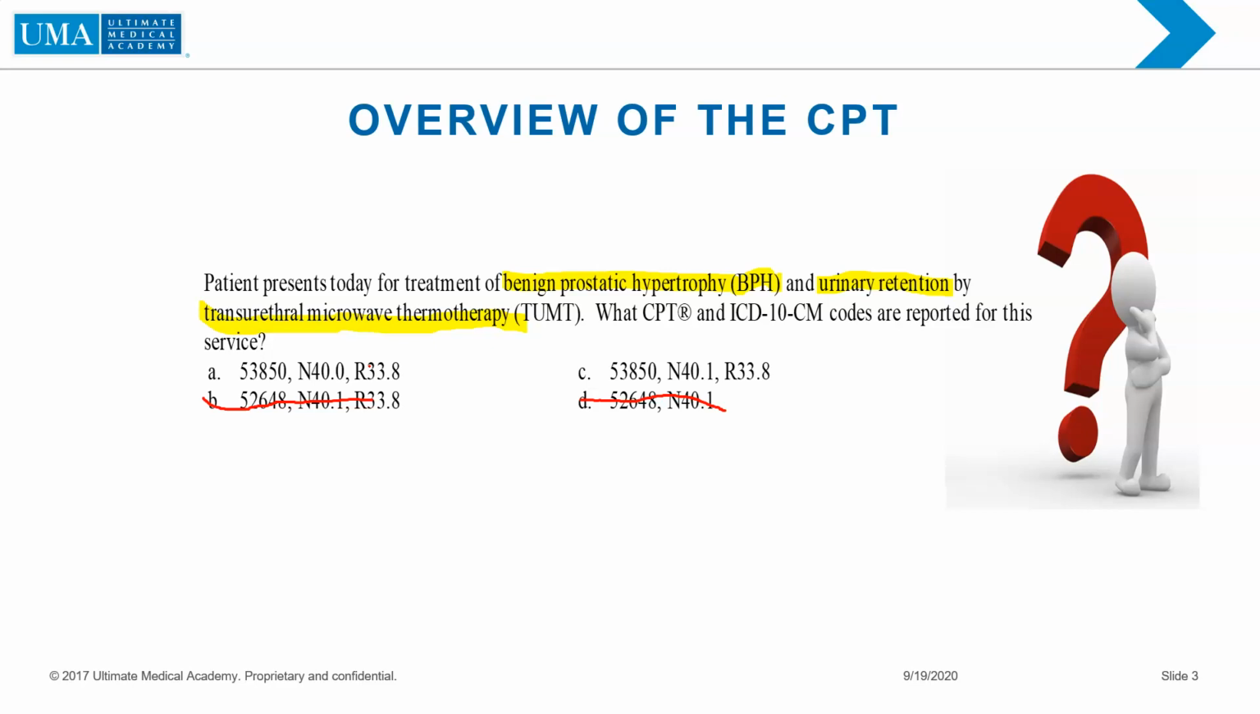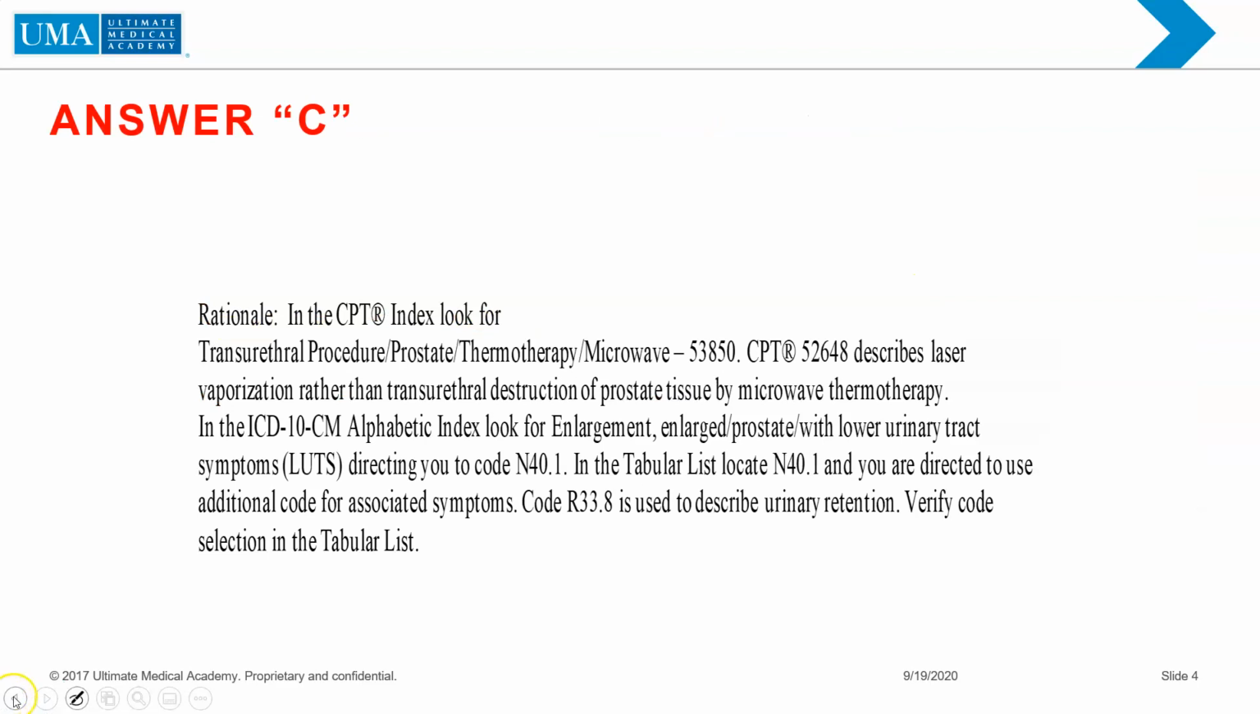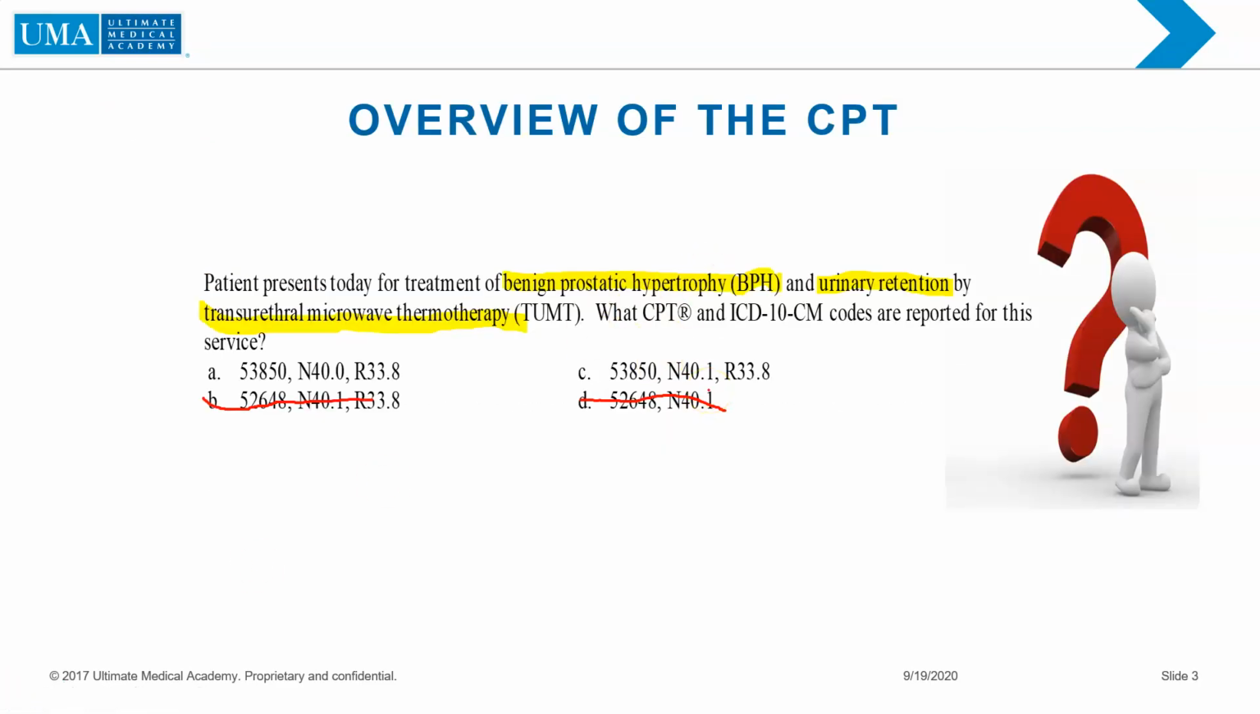Okay, so I found N40.0 and N40.1. N40.0 says without lower urinary tract symptoms, which would be, this is without. And then N40.1 says with lower urinary tract symptoms. So they do say they have urinary retention. They do have urinary retention. So there you would see your N40.1. Oops, let me go back. Sorry. Your N40.1 is with urinary retention. See, urinary retention is right up here.